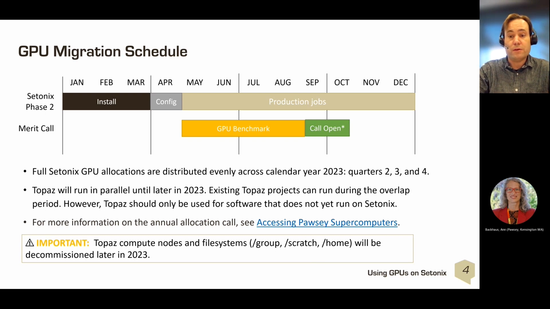We also have the call for next year approaching later in the year, and would encourage all researchers to consider carrying out GPU benchmarking of their workflows to include in their applications for time on Setonix next year. It's worth bearing in mind that Topaz will be decommissioned later in the year, along with the associated file systems.